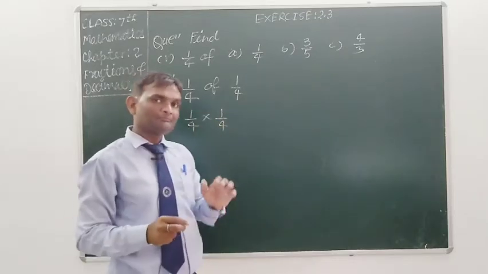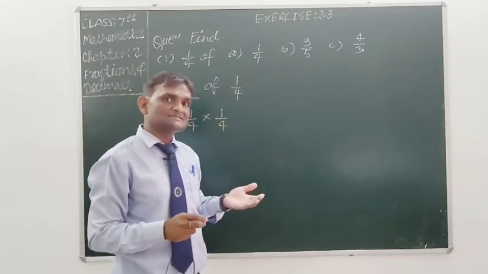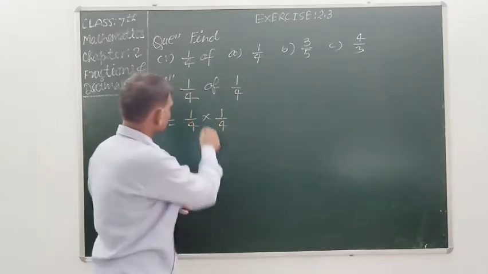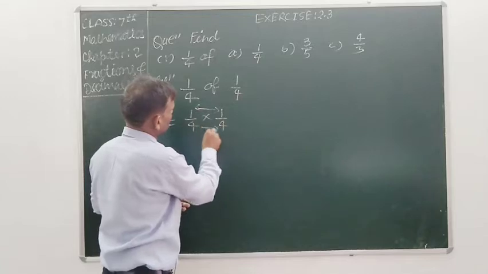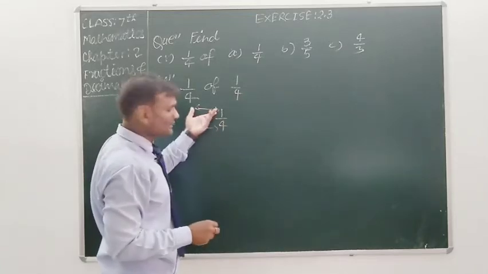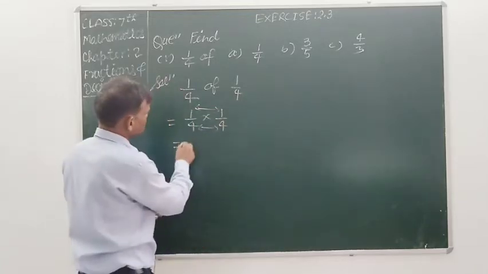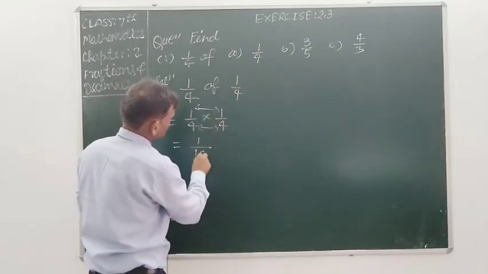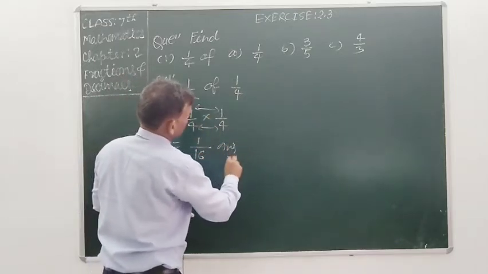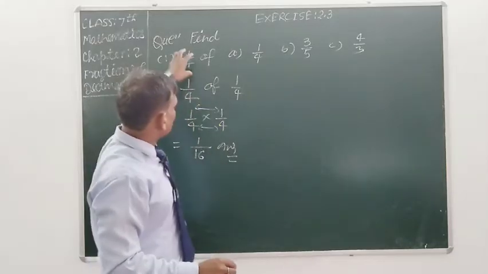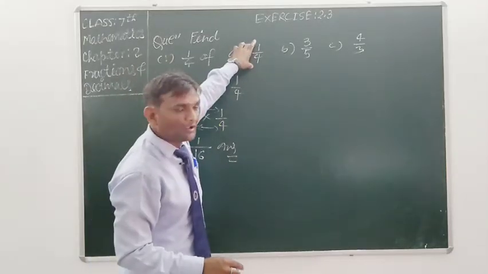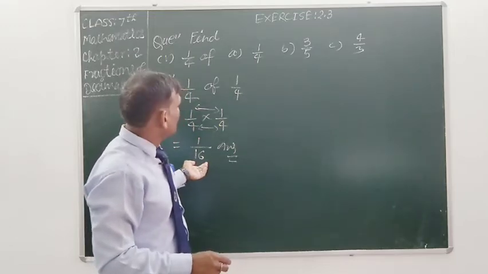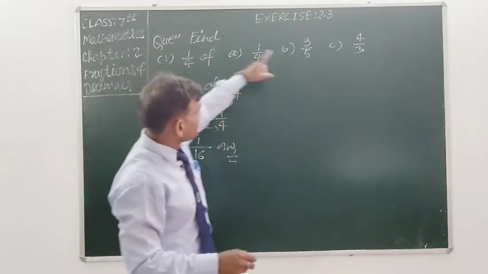And student, in the previous exercise, you have learned how to multiply two fractions. Numerator to numerator, I have told you already, numerator to numerator and denominator to denominator. So we get 1 times 1 is 1 and 4 times 4 is 16. This is my answer. Means you can say that 1 upon 4 of 1 upon 4 will be 1 upon 16. It's my answer.